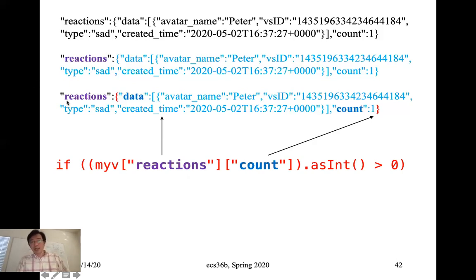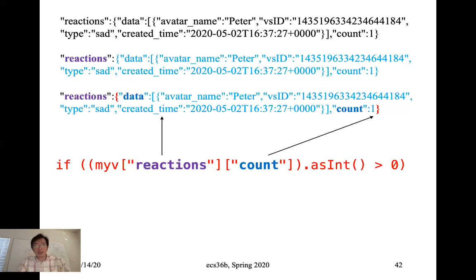Assuming my v is pointing at the JSON we're talking about here, then my v reaction gets you to this part already. That's the first bracket index using reaction. But then I want to go deeper, so I'm getting the second one, which is count. If I put reaction and count, then I'm looking at this one. So you can see that by adding strings with brackets in sequence, you can go anywhere you want. For example, I'm going to ask you to think: if I want to get the VSID, how do I get there? How do I get to VSID in this case?